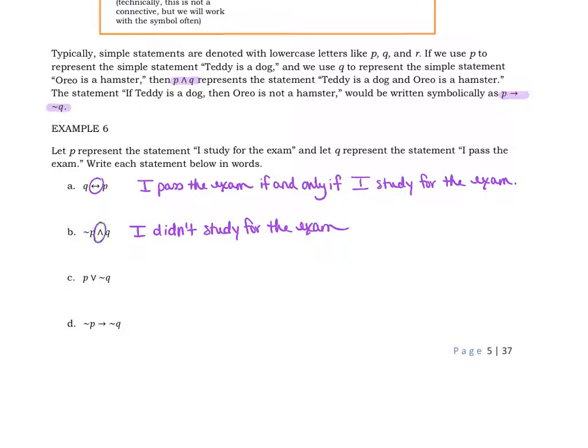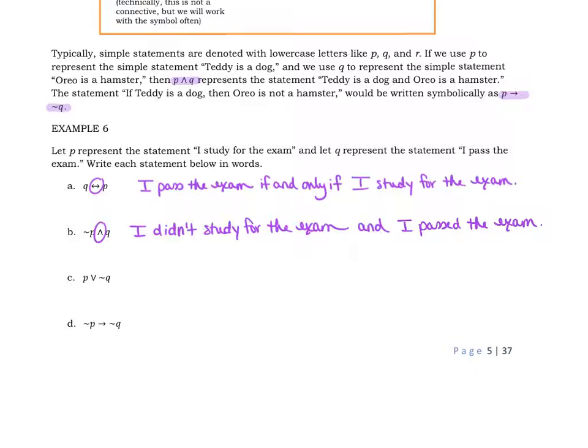Okay, then we've got our little symbol there in the middle. That's our conjunction. So that would be and, then Q. I passed the exam. Okay, I didn't study for the exam. And I pass would be weird again because of the tenses. So I would say, and I passed the exam. Okay, I didn't study and I passed the exam.